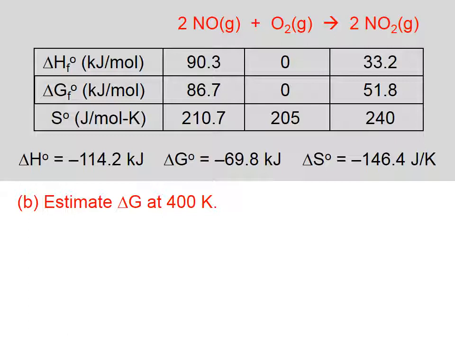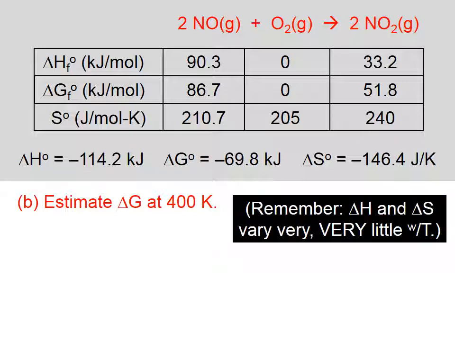Again, I've recopied the values from the previous slide, and right in the middle of the screen here, I'm circling with my laser pointer now, these are the delta whatever naught values that we just calculated on the previous slide. The key here is to remember that delta H and delta S vary very, very little with temperature. Got a little carried away with my varies there, but frankly I did that on purpose. We're going to use the Gibbs free energy equation.